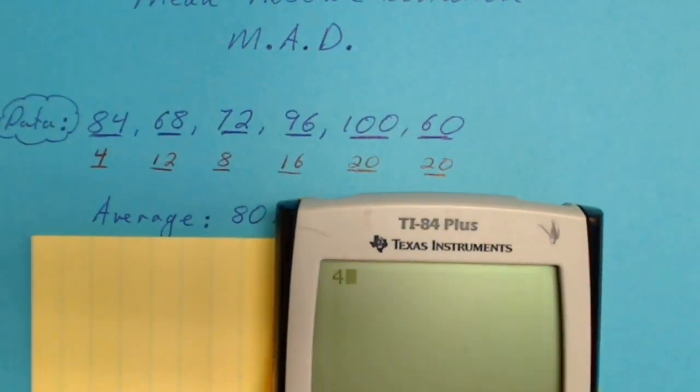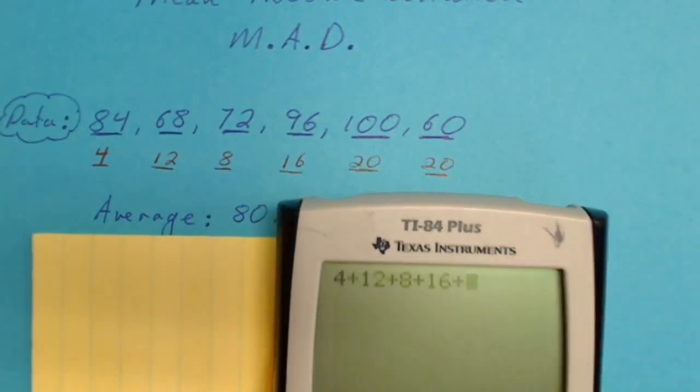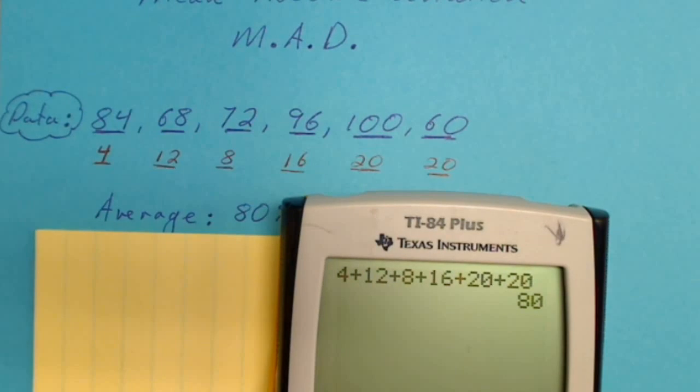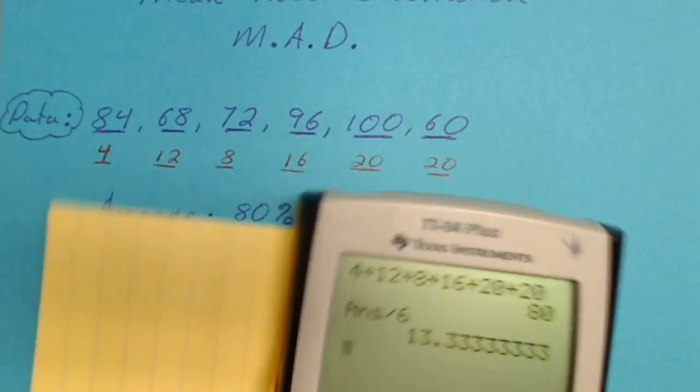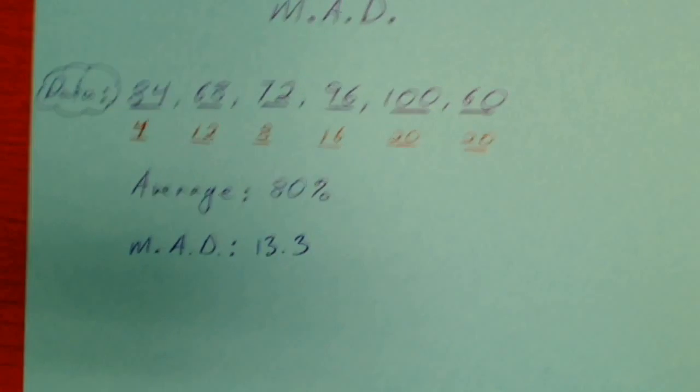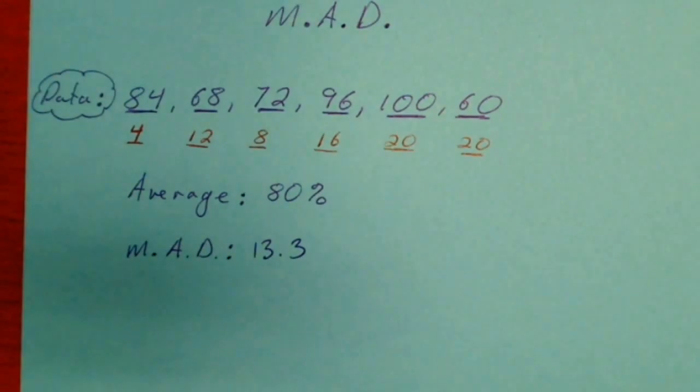I'm going to add 4 plus 12 plus 8 plus 16 plus 20 plus 20. So that should be 1, 2, 3, 4, 5, 6 numbers. Add all those up. It's 80 divided by 6. Wow. So we're looking at a mean absolute deviation of 13.3. So that's probably not the best news.